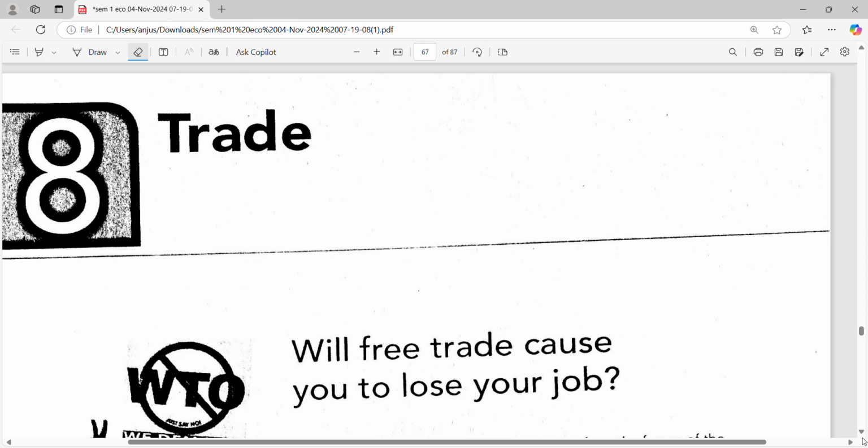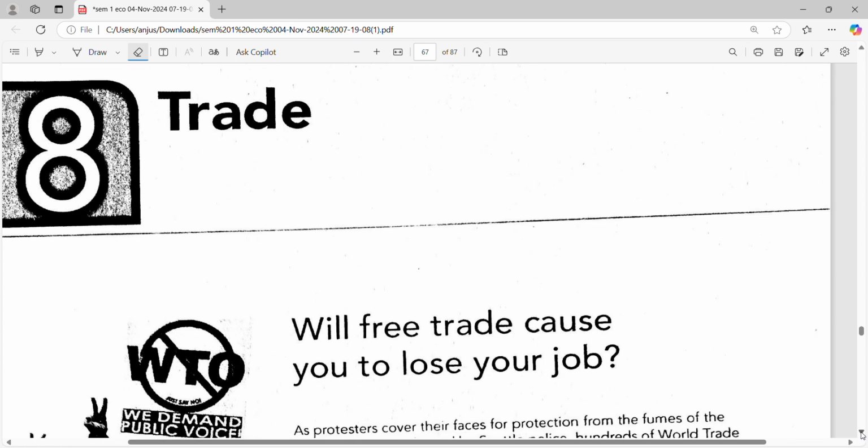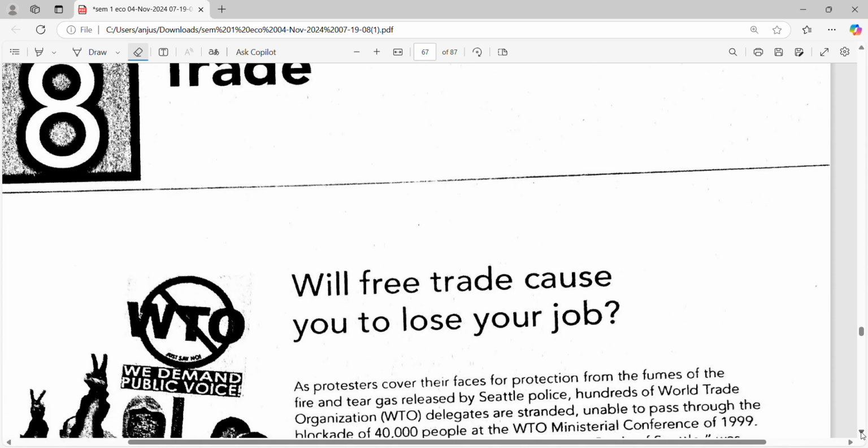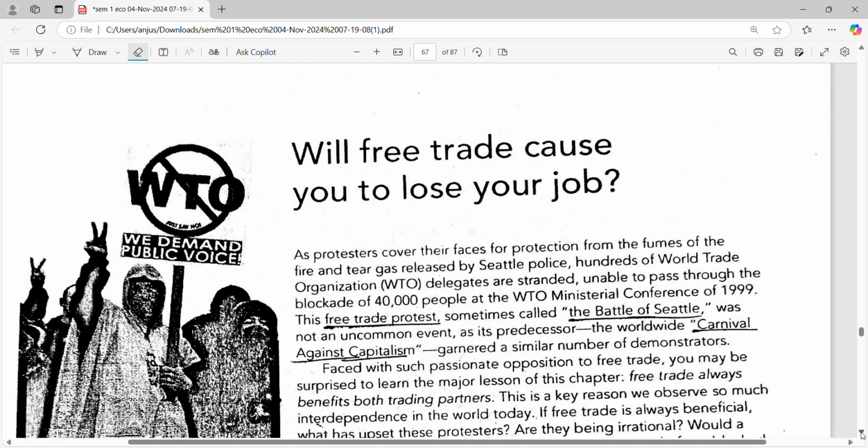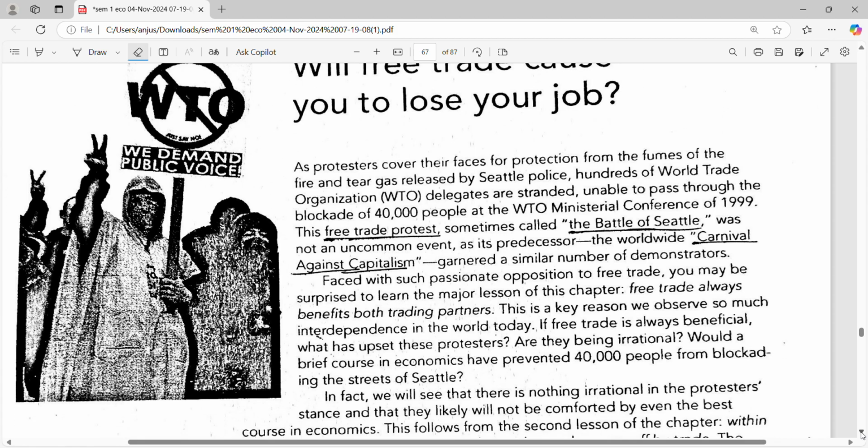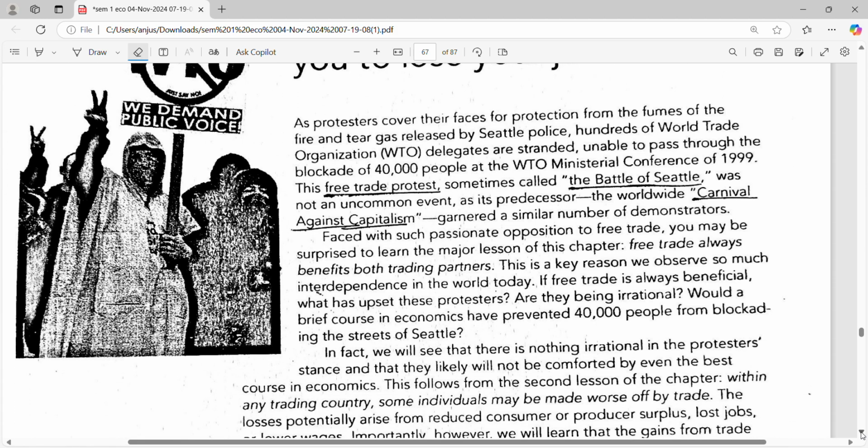So we are moving to the 8th chapter, trade. Basically this chapter is about trade only. The new concept that you are studying here is production possibility curve, imports, exports, which is beneficial, like that all. Okay. So first page you may read it by yourself. It is a part of history on free trade.